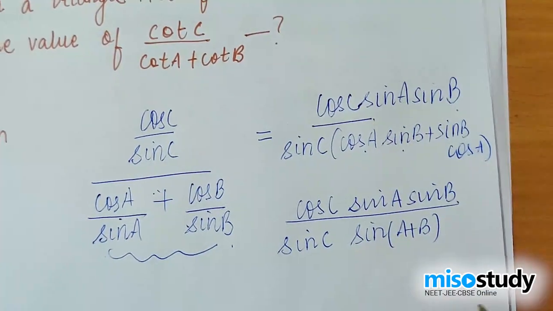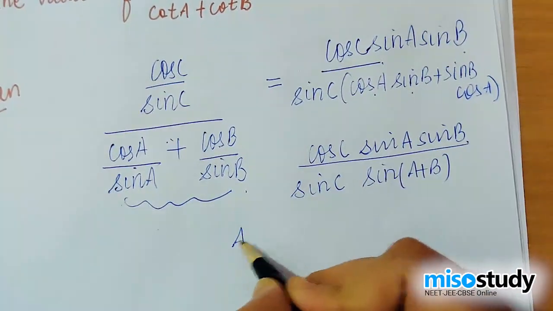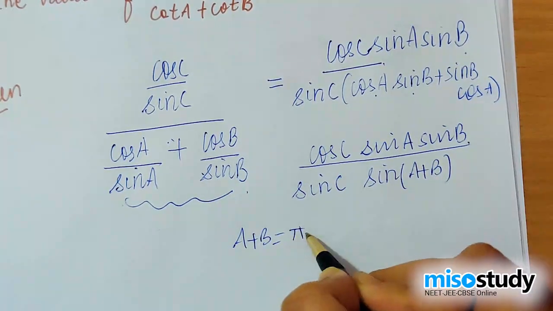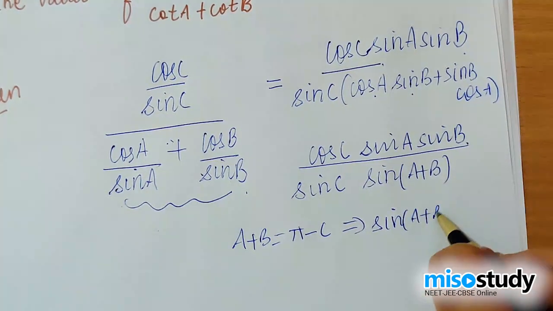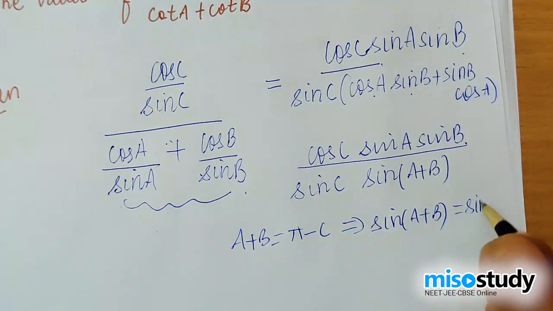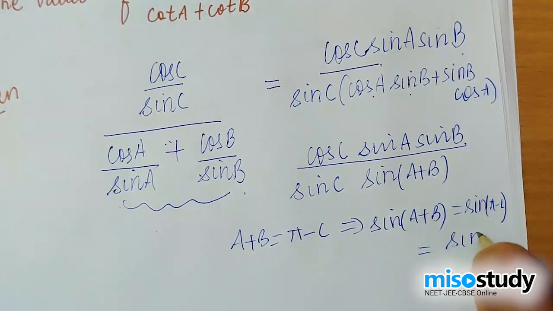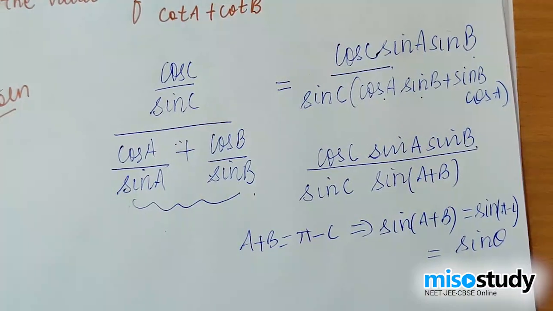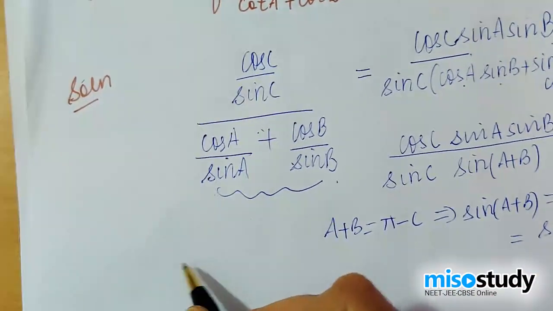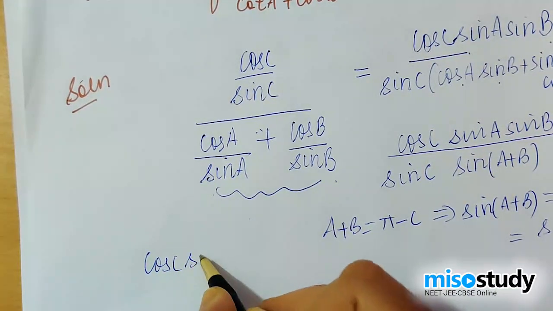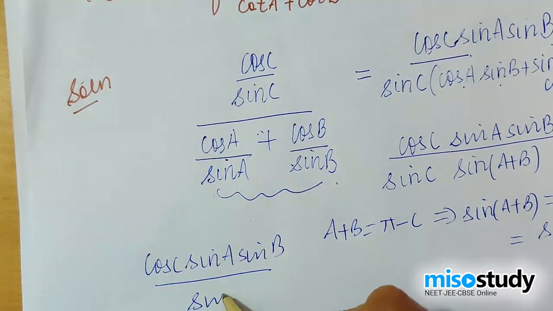Now since we are talking about a triangle, in triangle ABC A, B, C are the angles of the triangle, so A + B is equal to pi minus C, which implies sin(A + B) is sin(pi - C), and we all know sin(180 - theta) is sin theta. So let's just put the values over here and we will get cos C sin A sin B upon sin² C.